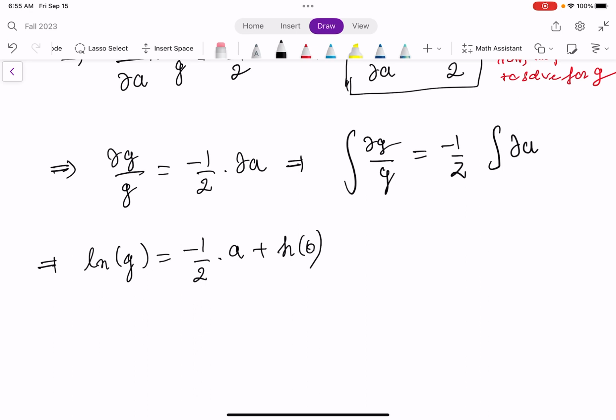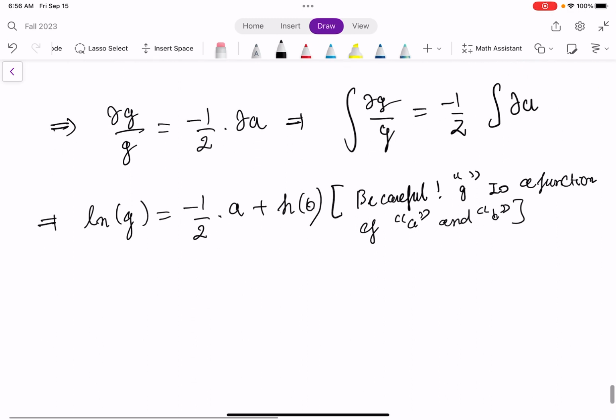The easiest way to understand this is to think about it this way. h of b is a generalization of a constant. h of b could be a constant, or it could be a function of b. We're not guaranteed that ln g is negative 1/2 times a plus a constant. We're not sure. We know that it could be a function that depends on b as well. So that's the way we generalize it. So be careful: g is a function of a and b.